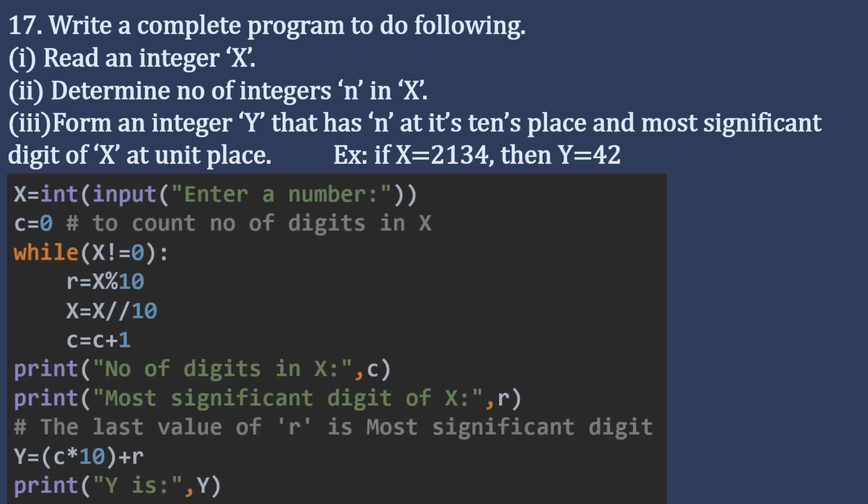So now let's do this one. First of all, we have to accept the number x stored in a variable x. Then c is a variable to count the number of digits in x, which is initialized with 0.